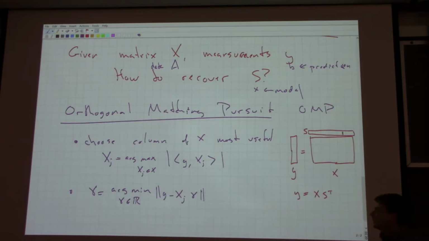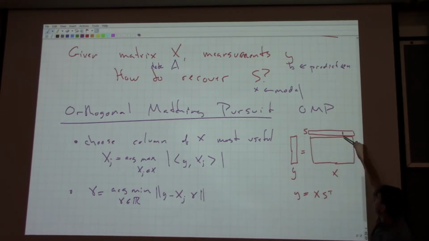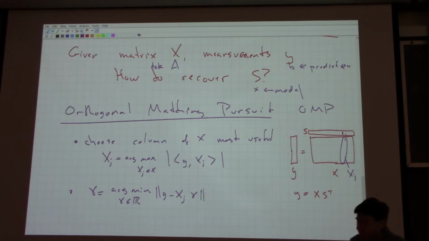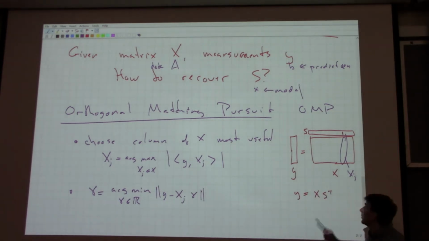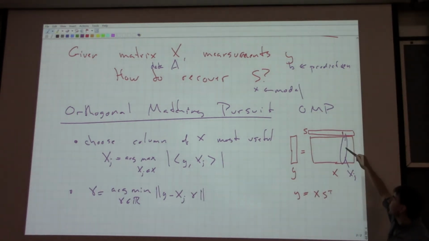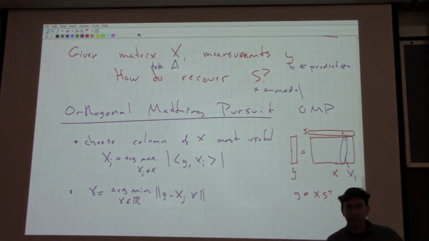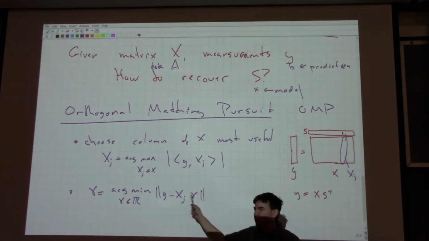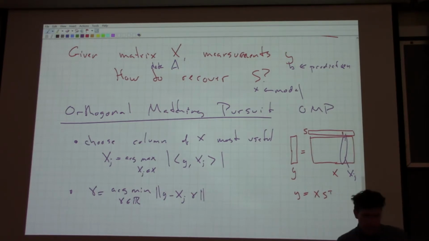Okay, so I'm going to find the value gamma such that if I multiply this value gamma by this column xj, it's going to be as close to y as possible. So what possible value gamma could I put up here so gamma times xj looks like y? I'm going to solve for that value gamma. This is a convex function. I can solve for this easily.